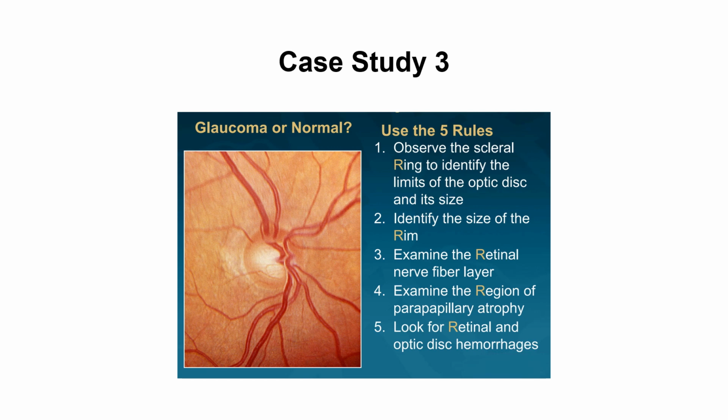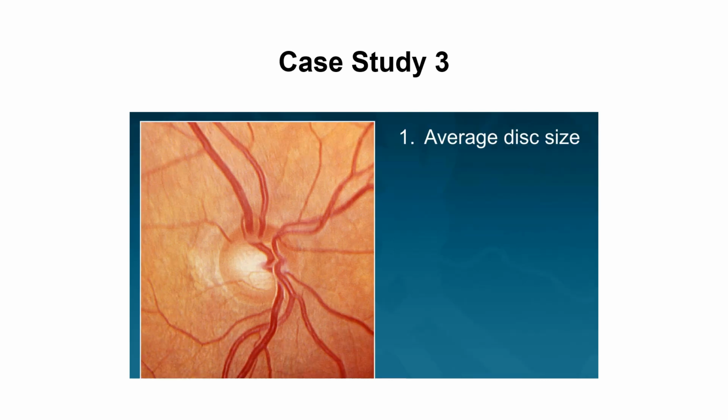The first rule, you will observe the scleral ring in order to identify the size of the optic disc. Then you will identify the size of the rim, the ISNT rule. Then you will examine the retinal nerve fiber layer. Then you will examine the region of parapapillary atrophy, beta zone and alpha zone. Then you will look for any retinal or optic disc hemorrhage. Okay, so the first rule, see the scleral ring rim. This is average disc size.